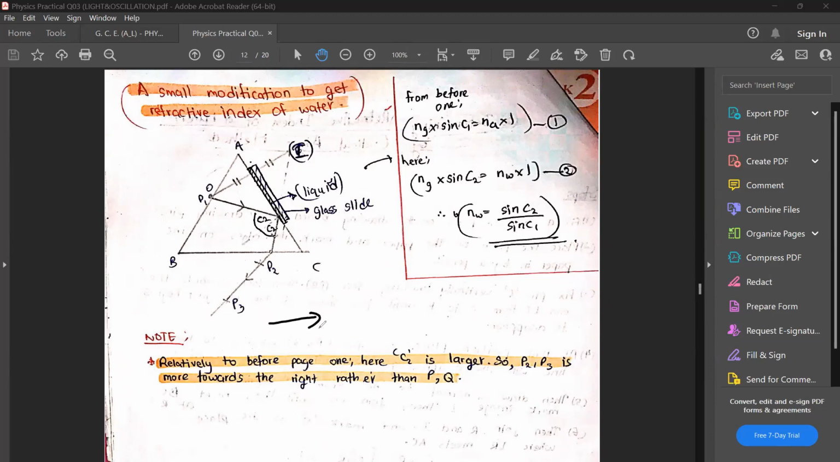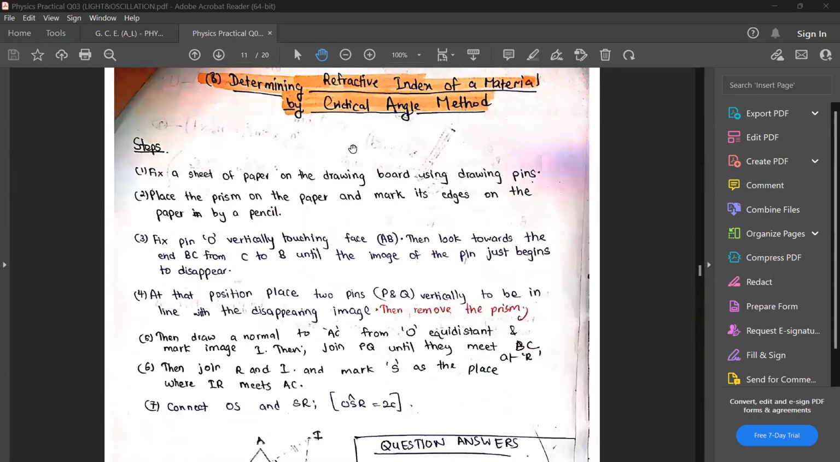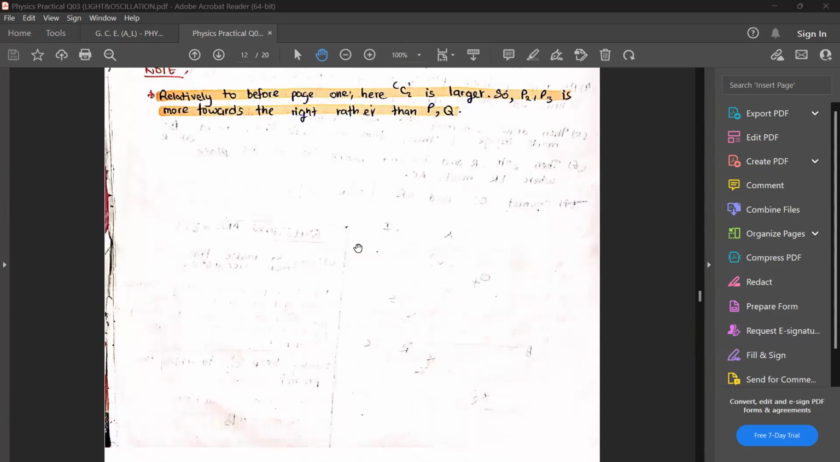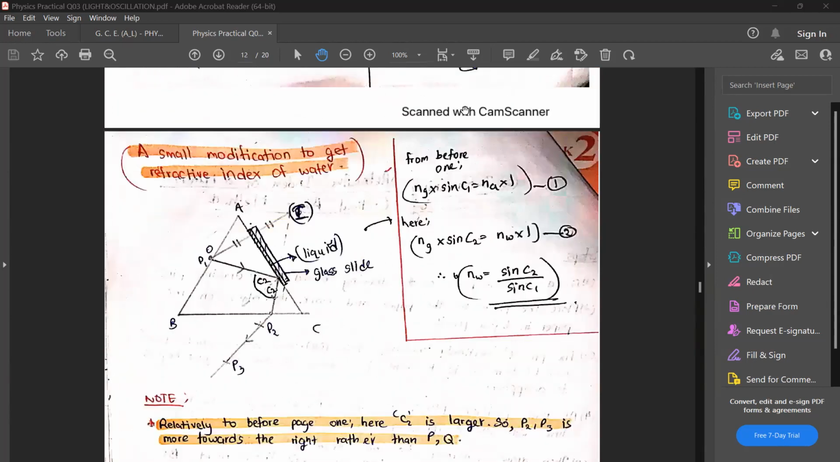These things I have written because they were asked in past paper questions. That's why I wrote those points. They can be repeated. And if you study this, you can get a very good idea about the practical. So study this using the questions and answers. Right, this is the end of the critical angle practical.